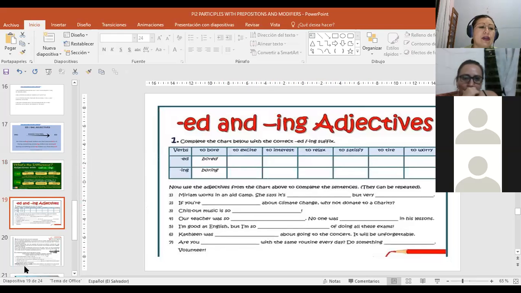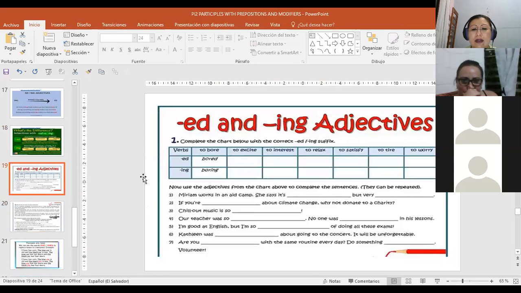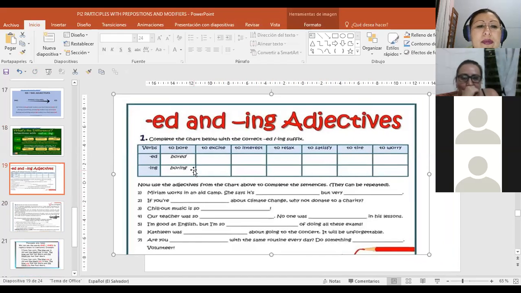Okay, I have here some exercises. I hope we can complete some of them. It says, verbs with ed, verbs with ing. So I have bored, excited, interested, relaxed, satisfied, tired, worried. And it says, now use the adjective from the chart above to complete the sentences. They can be repeated. Miriam works in an aid camp. She said it's... boring.